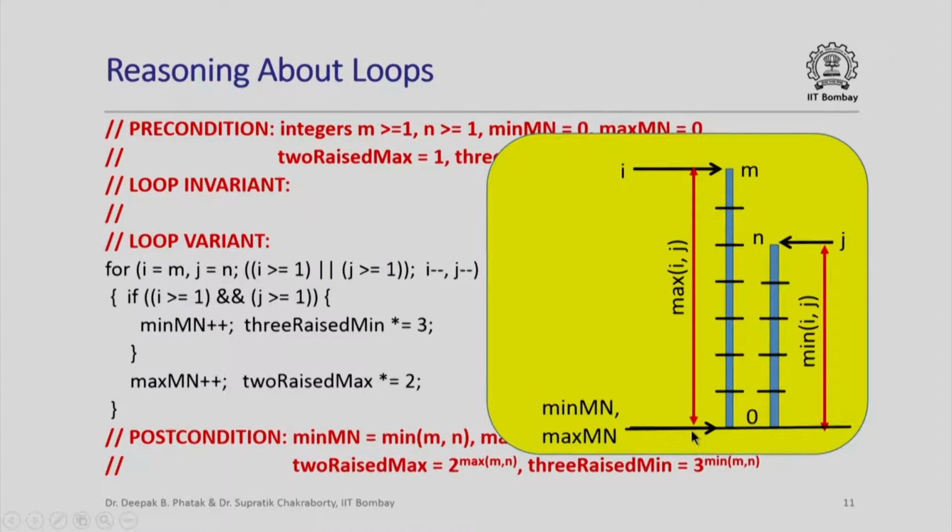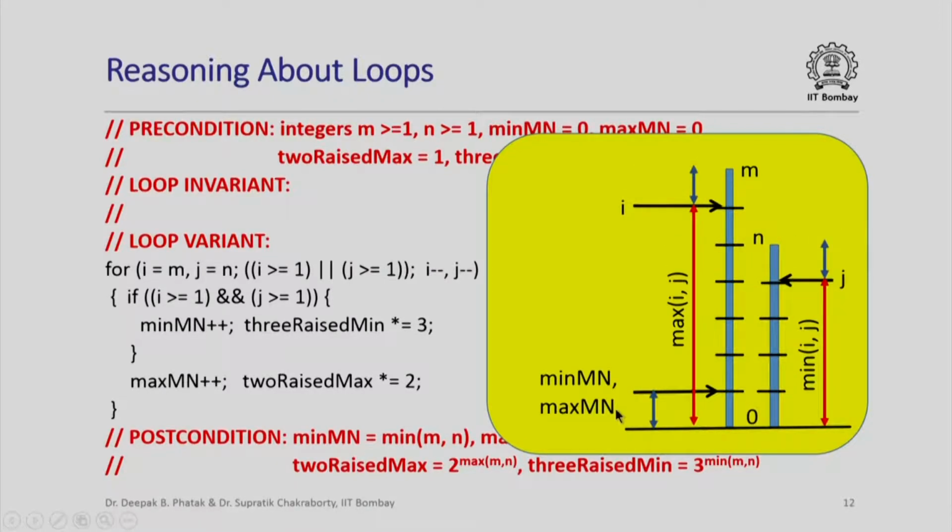Now as the loop iterates, i and j both reduce, whereas min mn and max mn both increase. In this picture, the red arrows show the values of max ij and min ij at any point of time. The blue arrow shows the value of min mn as well as max mn, and please note that this blue arrow is the same as the blue arrow over here. So the amount by which min mn and max mn have increased is exactly the same as the amount by which both i and j have reduced.